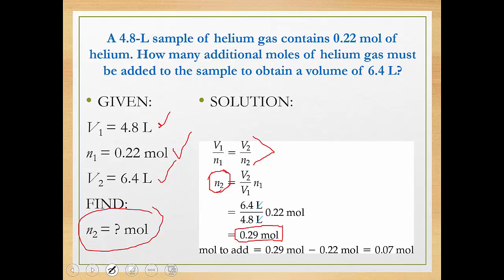number of moles that I need to end with, and I wanted to know how many more moles I need from what I already have. So I have to take N2, which is the total that I need to end with, and subtract what I started with to find how many additional moles I have to add. So this one, a little bit tricky. You have to read the question pretty carefully there. But the relationship: volume and number of moles are directly related.